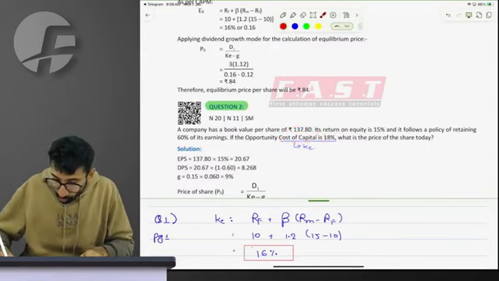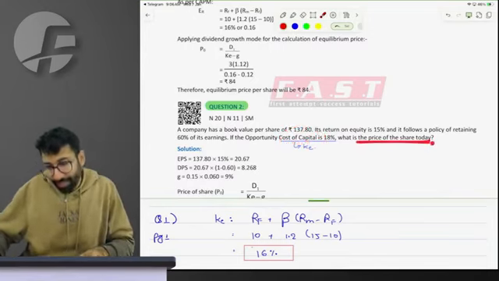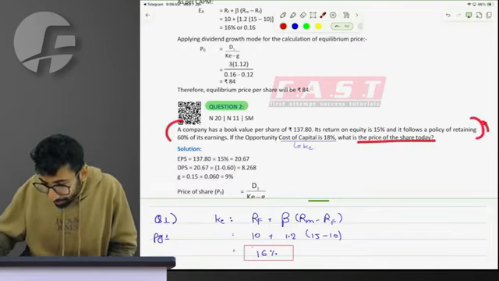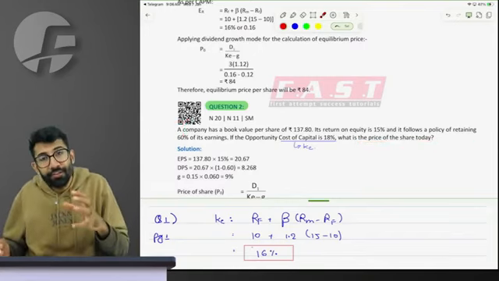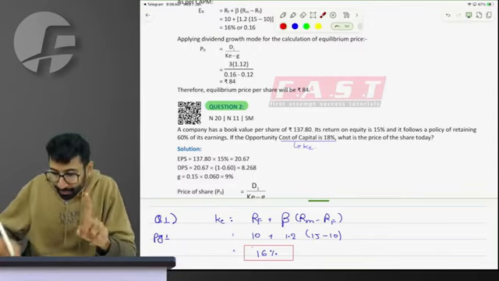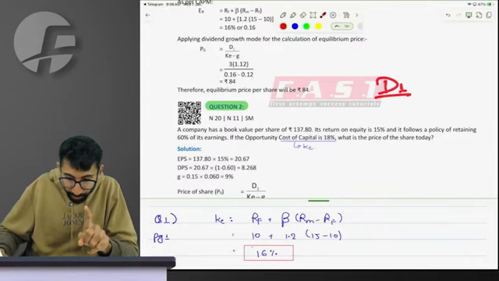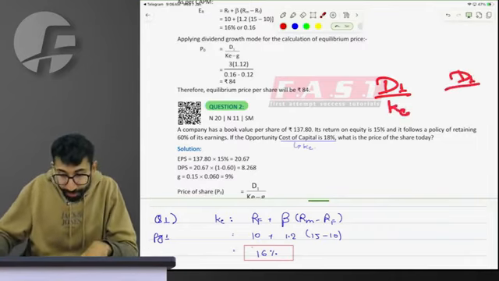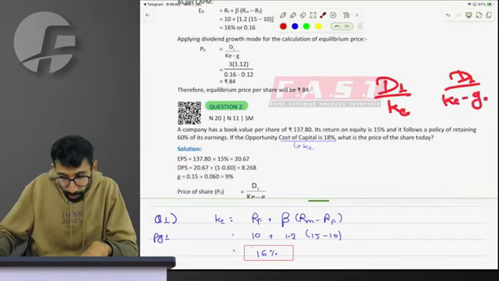Perfect. Sir, what is the price of the share today? We have to find out the price. Given the data, let's first of all identify which model will you apply. Is it the constant dividend model, D1 divided by K you will apply? Or it is the Gordon's model, which is D1 divided by K minus G you will apply?